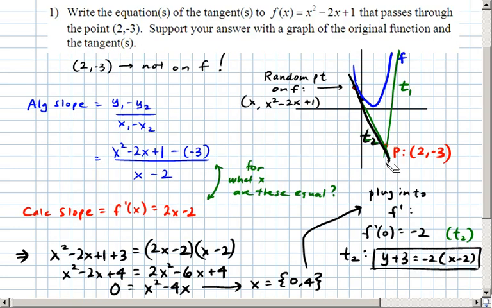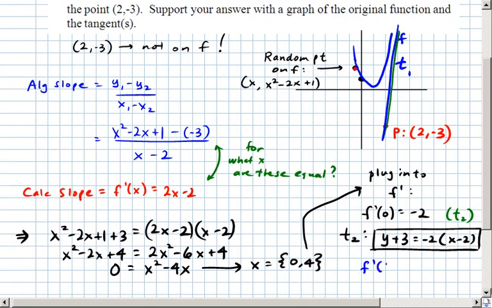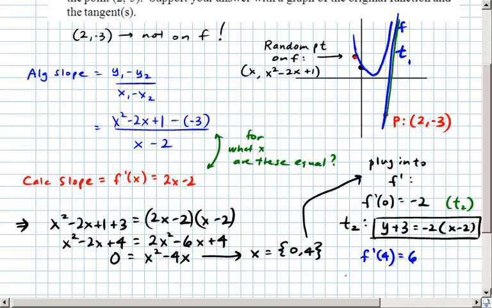And now to get the other one, I need to know what f prime at 4 is. So I get 6 for that one. And so the first tangent line is going to be y plus 3 equals 6 times the quantity of x minus 2. Alright, so again, you can graph those on the calculator, or you can see the sketch that I've made here. But everything looks good. Hopefully that was helpful to someone.